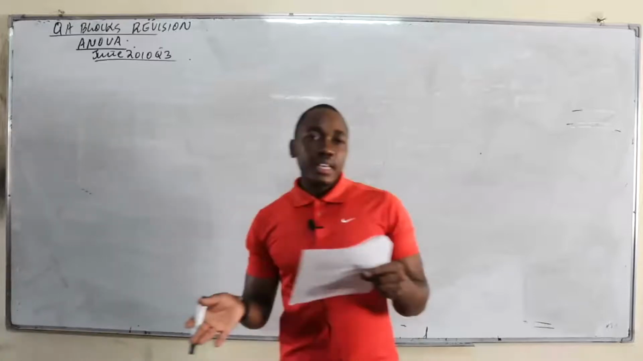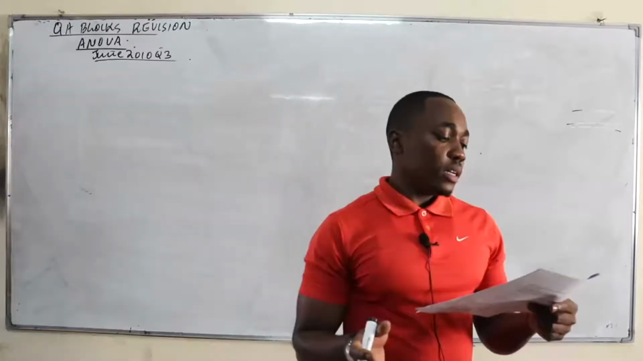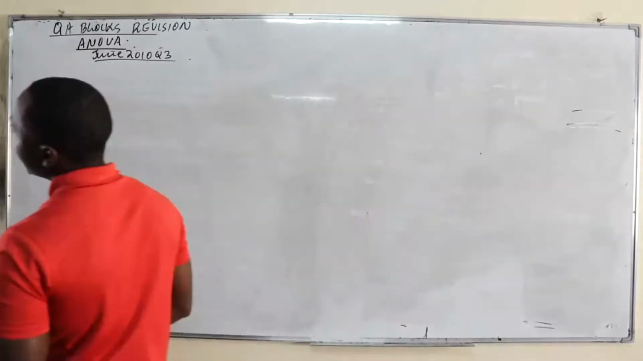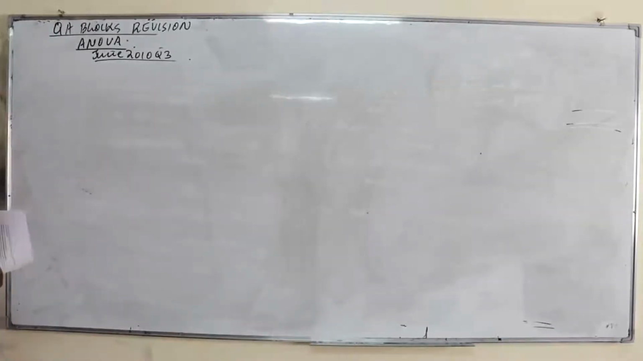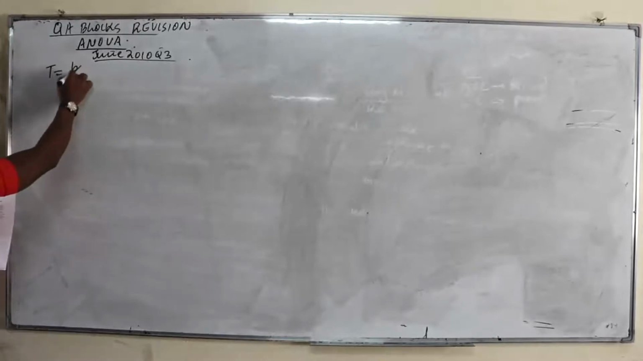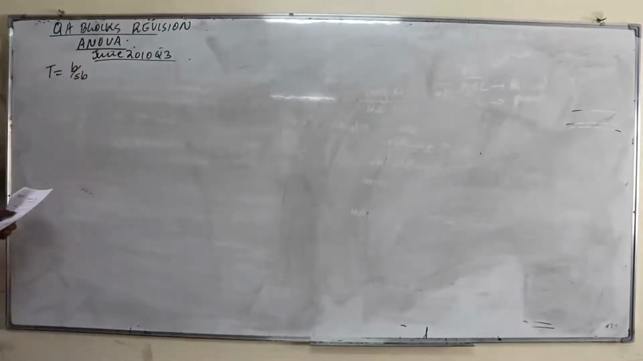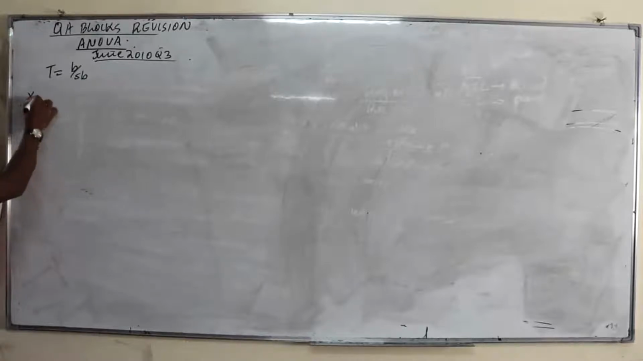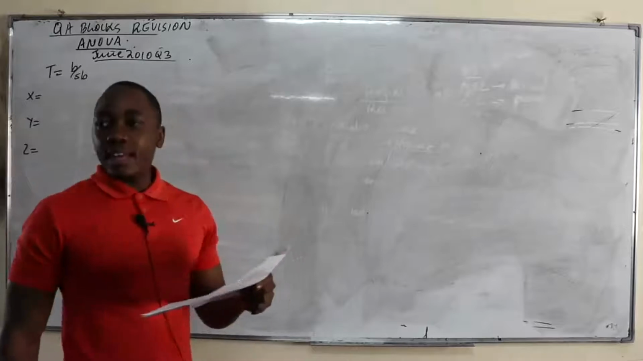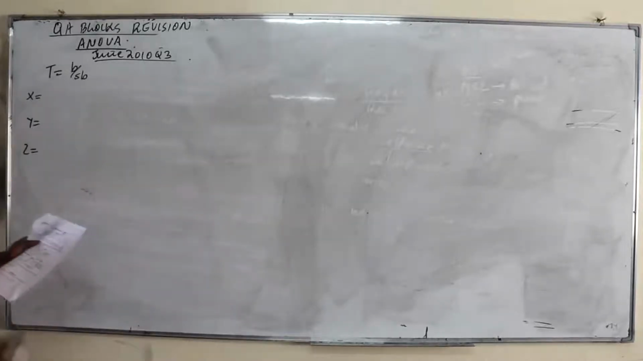Which table is that? It's from the coefficient table, right? Whenever you see that from the coefficient table, what comes to your mind is how to get T. How do we get T? To get T, it's B over SB. So we need to get X, Y, and Z. Now let's start with X. What is required in that case? It's B. This is what we need.